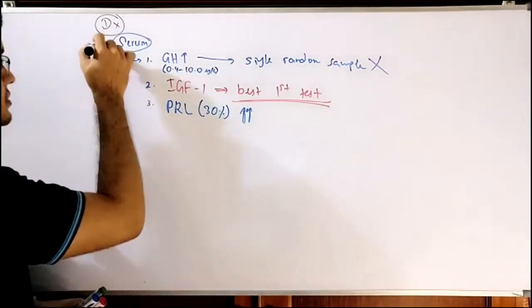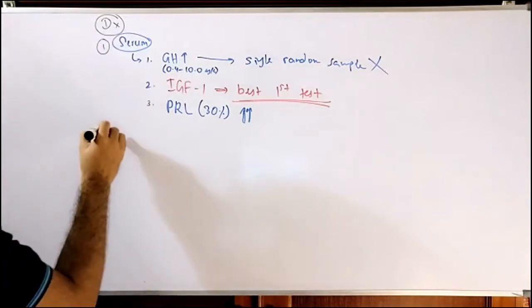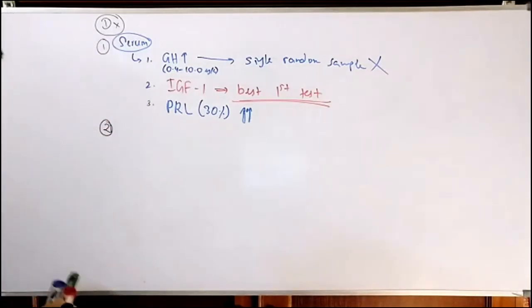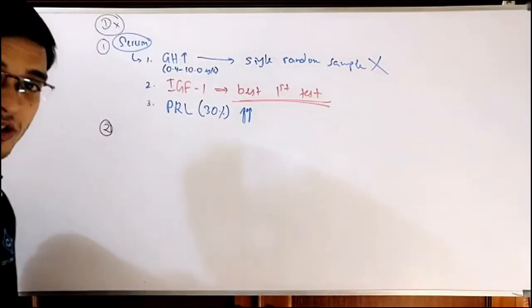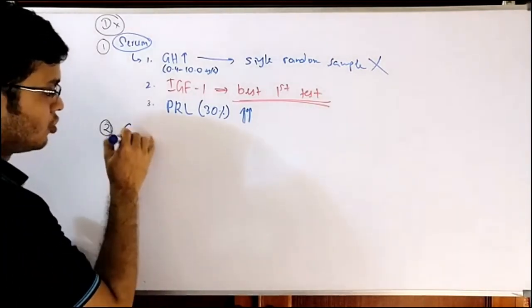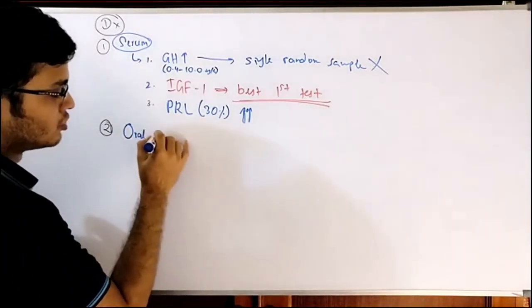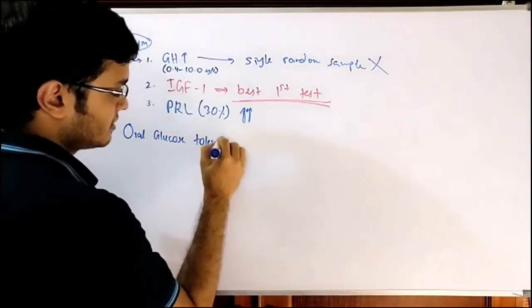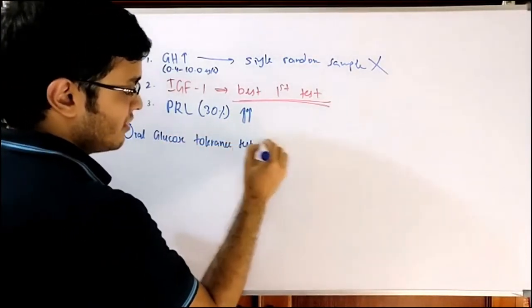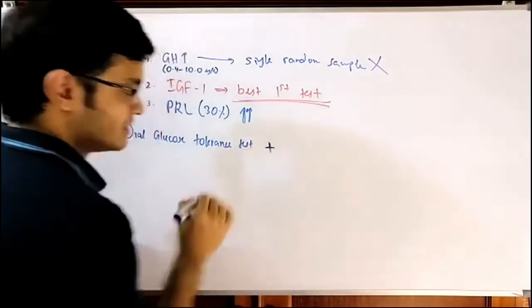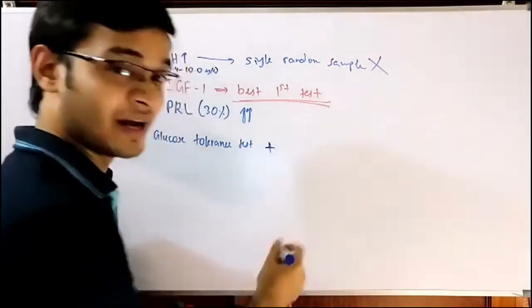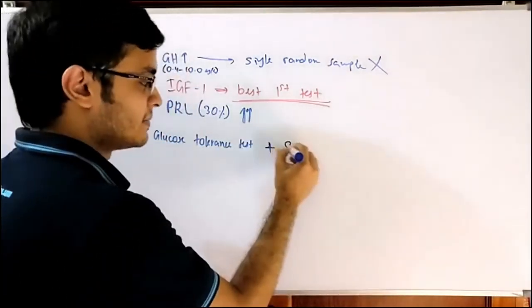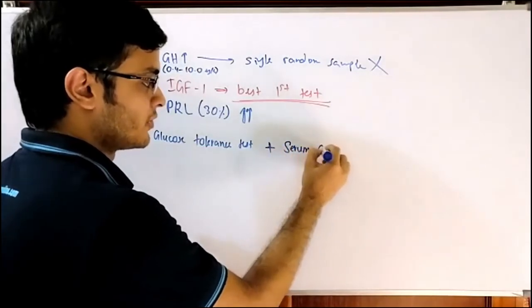The second one, guys, right? Oral glucose tolerance test, write this down, followed by, or plus, don't forget to write this, a serum growth hormone measurement.